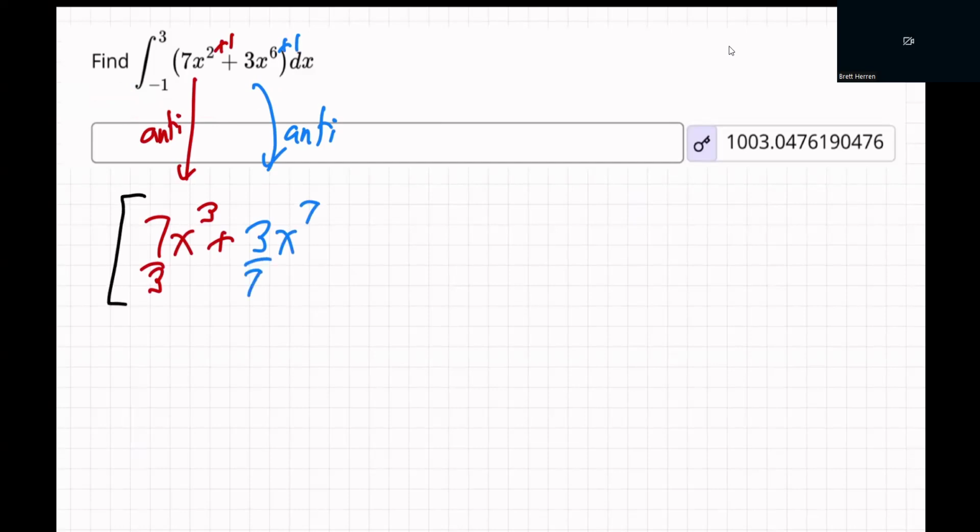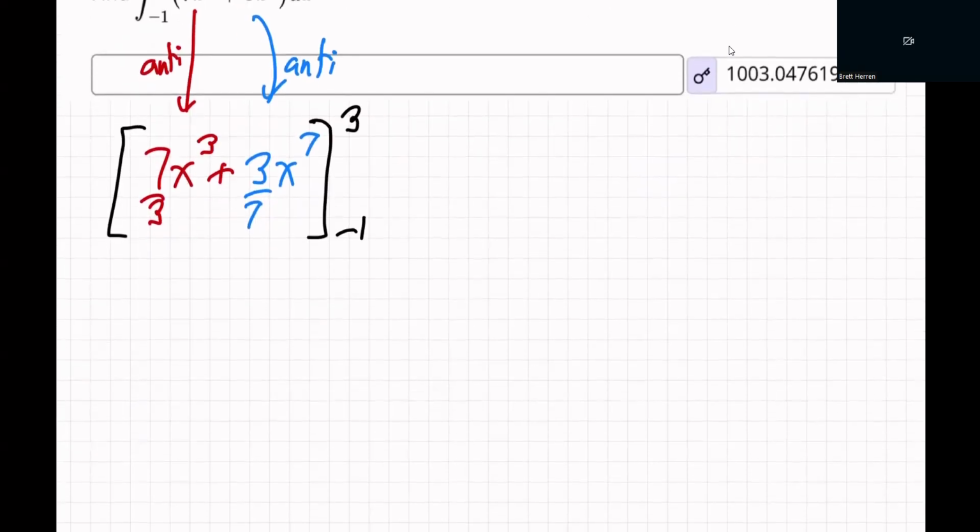And then we're going to evaluate this new antiderivative function between the lower bound and upper bound, the -1 and the 3. So how does that work? Well, first you're going to plug in the upper bound. So we're going to start with the 3, and plug it in for x, into the x spots. So what am I going to get?